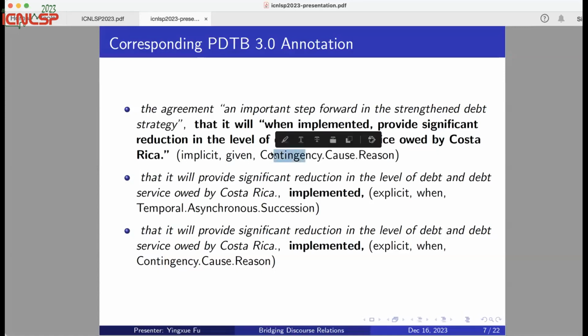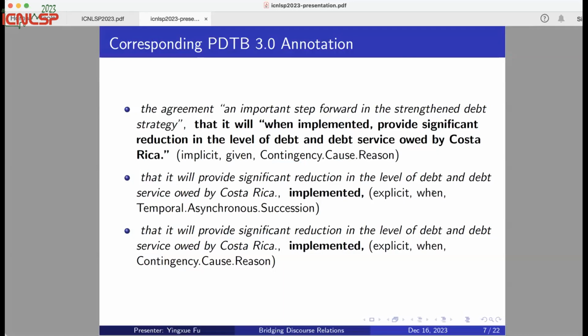Contingency is the first level sense label. The cause is the second level, and reason is the third level. We will look at this part later. There are two more explicit relations that can be inferred for this text.